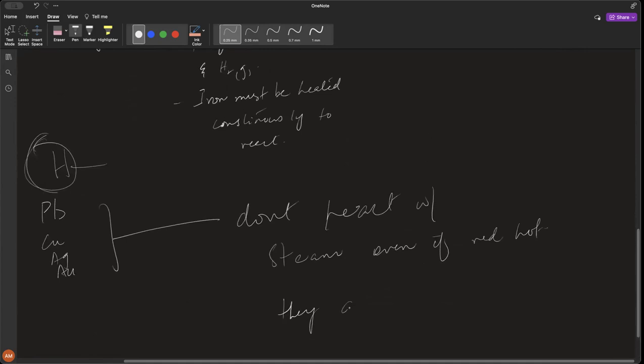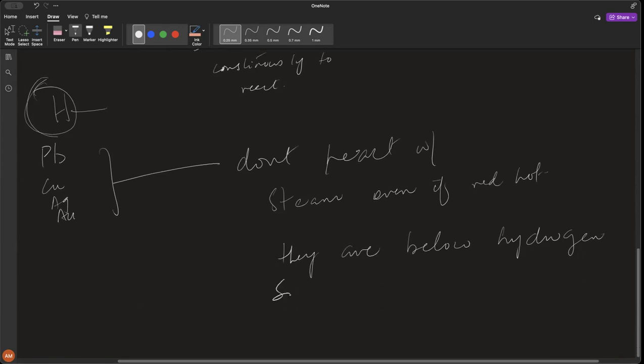They are below hydrogen. So they are less reactive than hydrogen. So there's no chance that they can ever displace hydrogen from water. They can never reduce hydrogen to hydrogen gas, right?